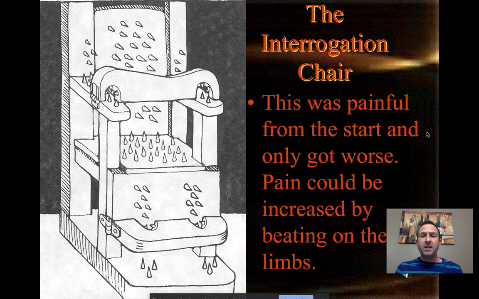We have the interrogation chair, always a favorite. It's painful from the start and only gets worse. Oh, and in case we don't think you're getting hurt enough, maybe you're a little thin, no worries. We can beat on your limbs, your arms and your legs to make sure those spikes go in a little bit further and make sure you feel the full force of this non-medical acupuncture.